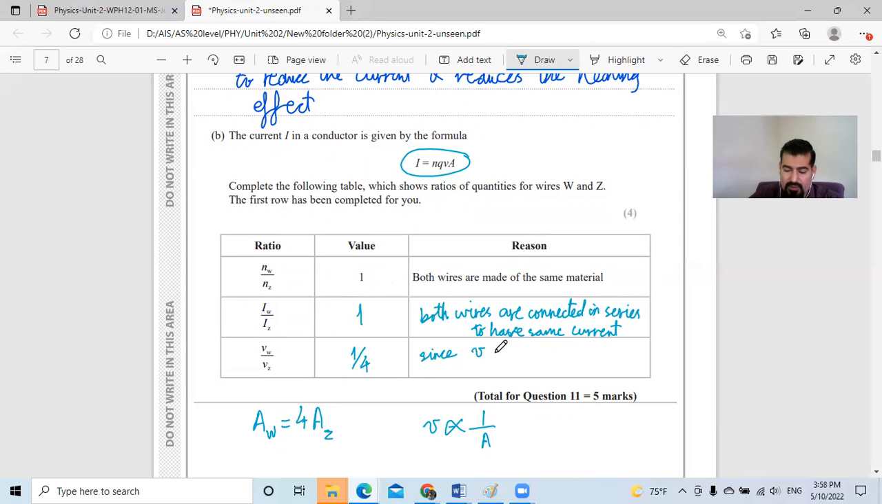Since V is what? I have a problem with the pen today. I can't write it correctly. Since V is inversely proportional, inversely square, with what? With the diameter.